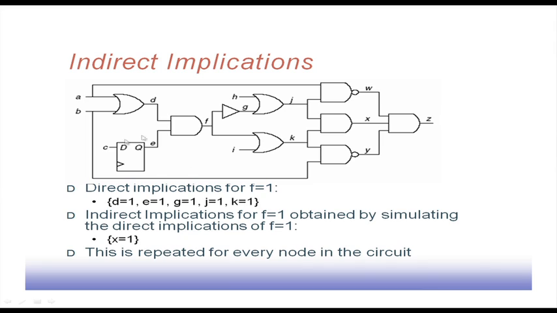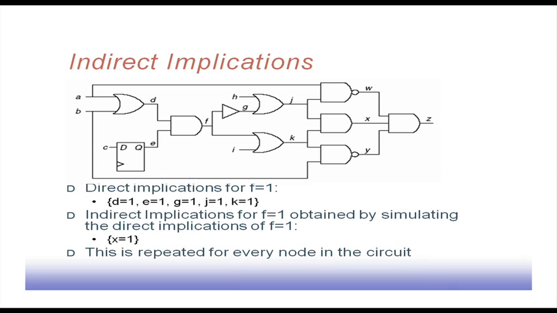If we repeat this for all nodes in the circuit, in this case we have shown only the line f equal to 1. If we repeat this process for all nodes like d, e, j, k, w, x, y and z, then for every node we have an idea about what will happen if I set that particular node value to 1 or to 0. That way it becomes easier in the test generation process.